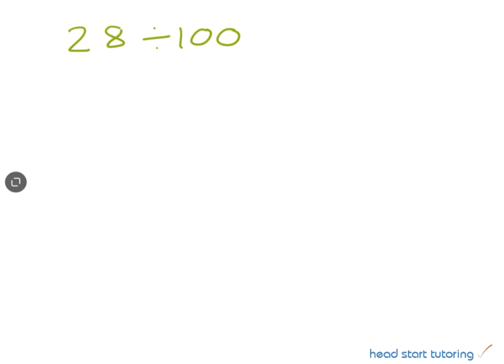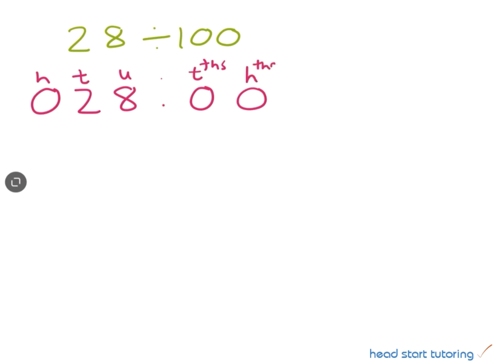Let's have a look at dividing whole numbers by 100. So 28 divided by 100, we can write 28.00. And we can put a placeholder at the front as well. So that's 0 hundreds, 2 tens, 8 units, and then we've got our decimal point, and then we've got our tenths, and we've got our hundredths.